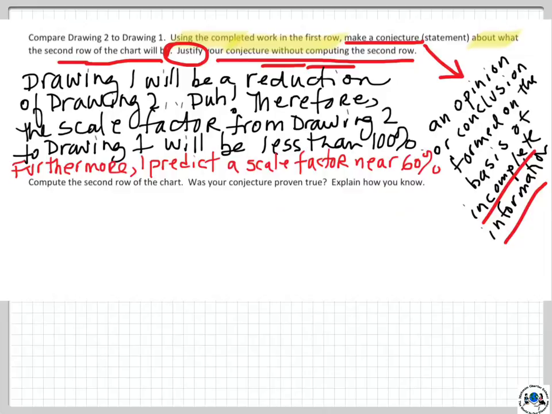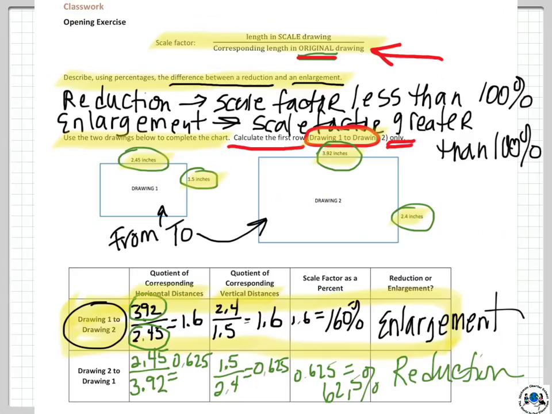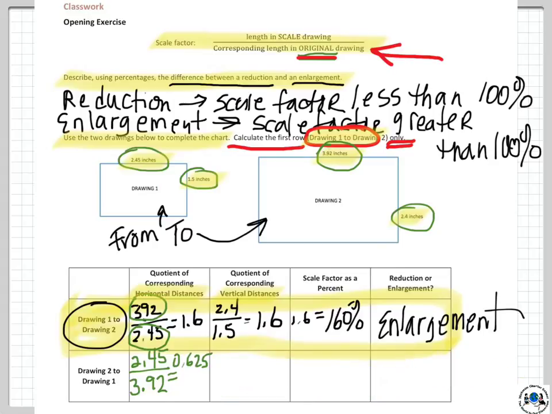Now, the fact that I have conjectured a scale factor of less than 100% makes sense because it is indeed a reduction. Let's see how close I come. I just want to go back here and get rid of all that. I know you probably saw that already. Anyway, let's go ahead and do it then.